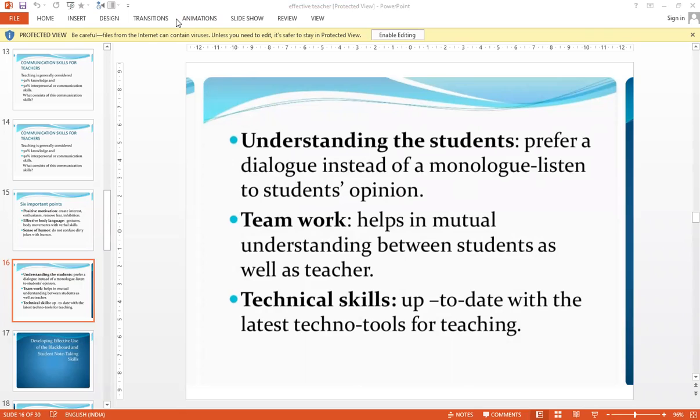Besides this, it also enables teachers to improve their instruction methods in personalized learning. So making use of these technological skills helps the teachers to improve their instruction methods and personalized learning. So these are some characteristics of communication skills.